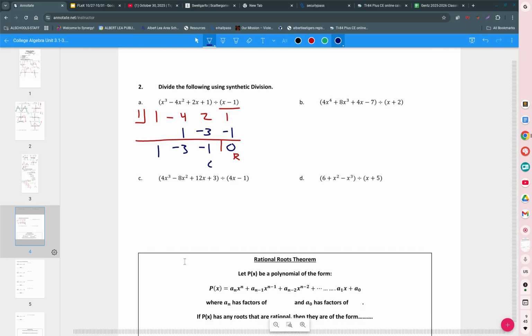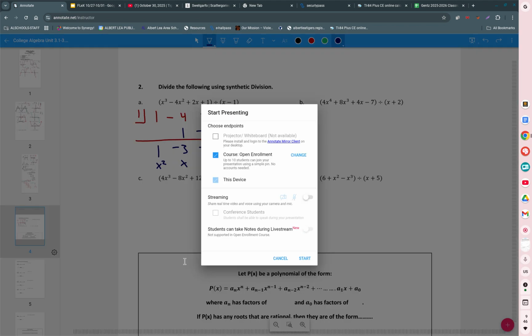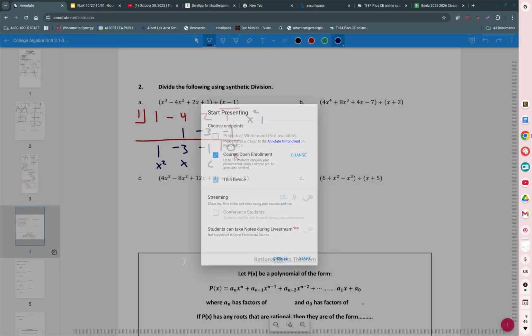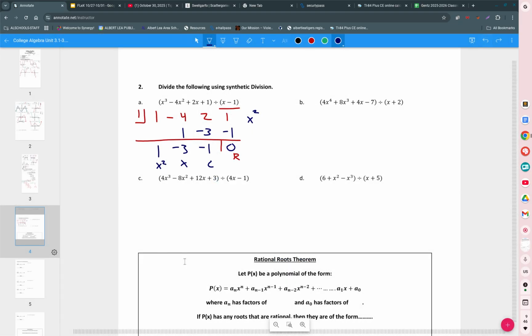This is always your constant. This is your x. This is your x squared. So the result is 1x squared plus x minus 1. Or I'm sorry, 1x squared minus 3x. That's your resulting polynomial. Simple as that.